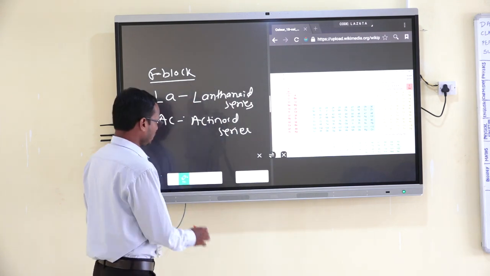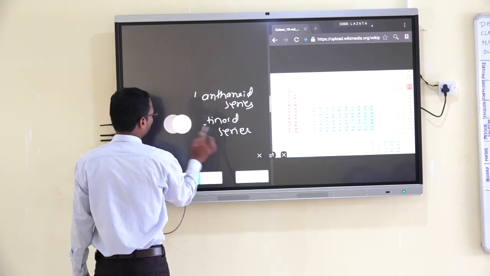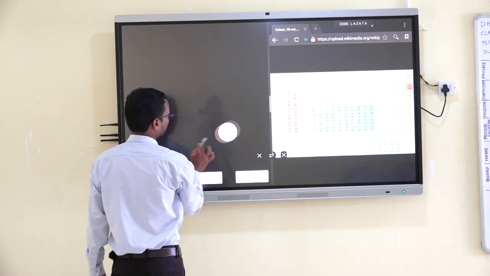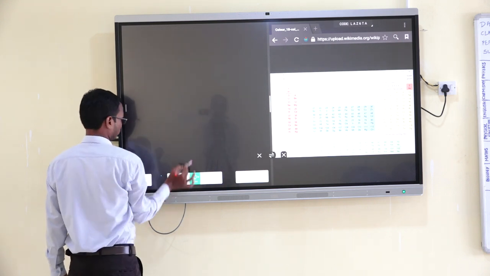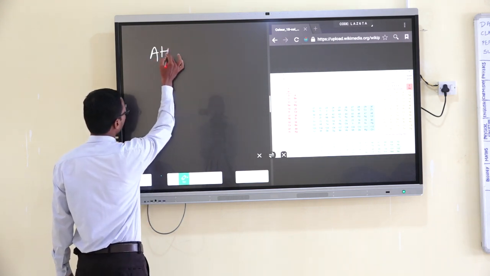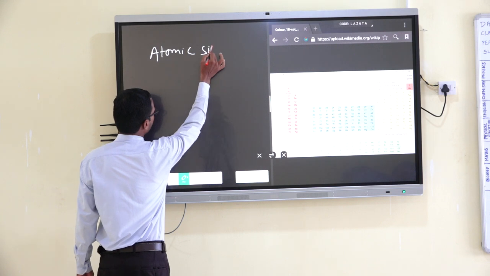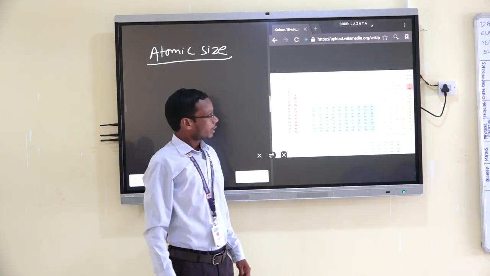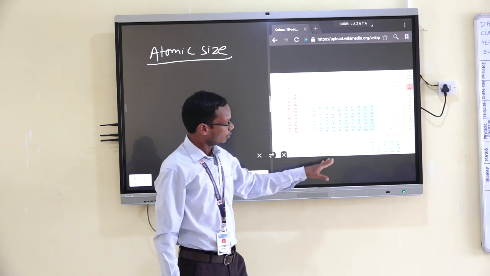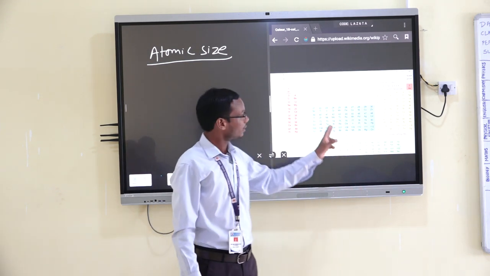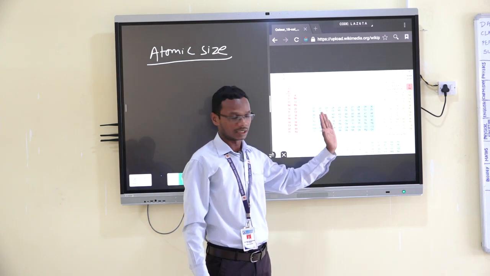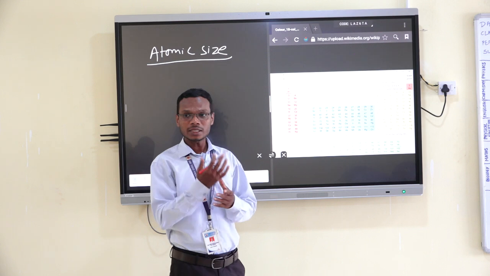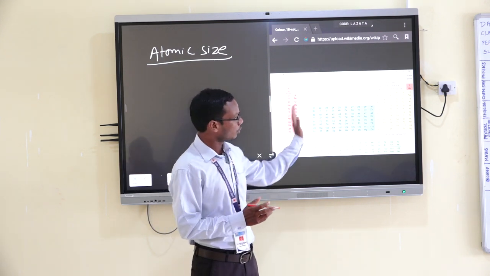Now the next topic is how the size of elements varies in the periodic table, that is atomic size. Now tell me, in the periodic table there are 118 elements. The first element is hydrogen and so on. At atomic number 30 there is zinc. There is a question: are the sizes of all the elements the same?